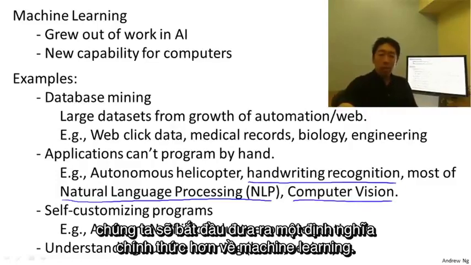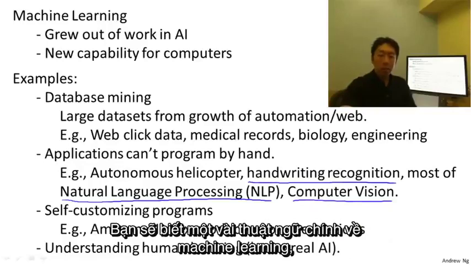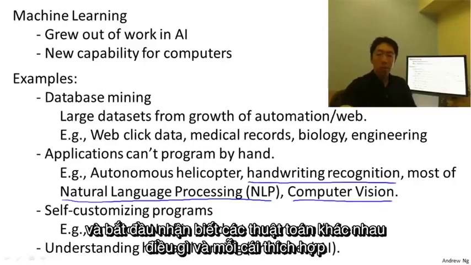In the next video, we'll start to give a more formal definition of what is machine learning, and we'll begin to talk about the main types of machine learning problems and algorithms. You'll pick up some of the main machine learning terminology and start to get a sense of what are the different algorithms and when each one might be appropriate.